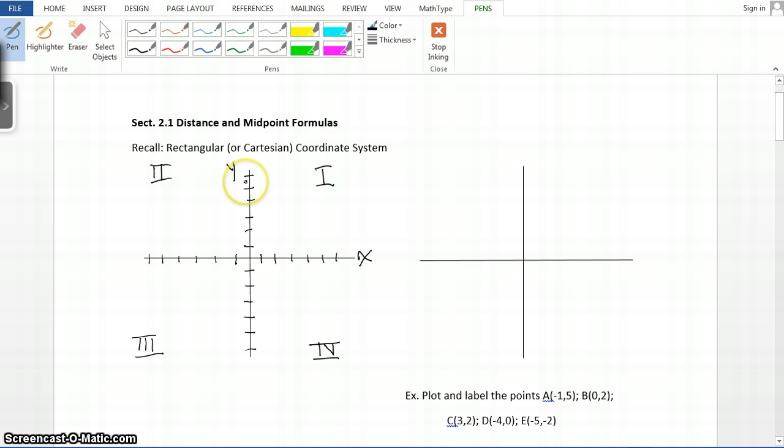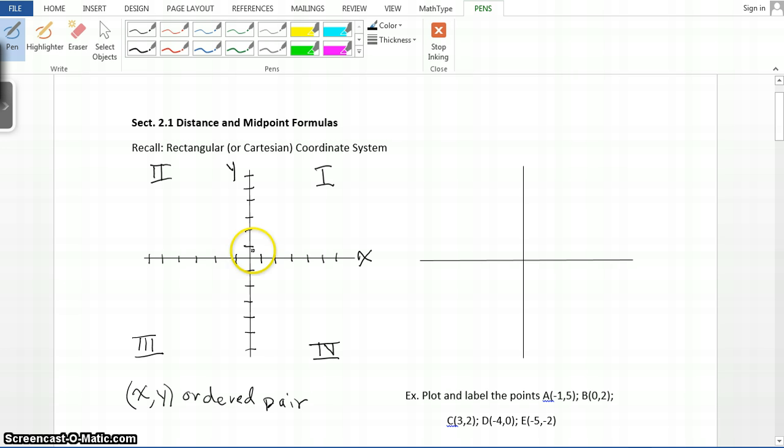Every point on this plane can be labeled with an ordered pair. Your x-coordinate always comes first, and then your y-coordinate. This is called an ordered pair. So you always want to go in the x direction first, either to the right or to the left, positive or negative, and then you move in the y direction, either up or down. Up is positive, down is negative.